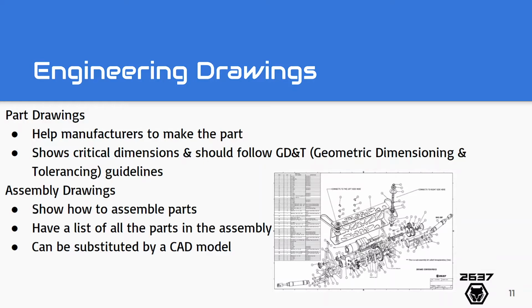And so part drawings, these are the individual parts in the assembly, right? These help manufacturers make the part, and it shows the critical dimensions on what's needed so that the part will function as intended. And it should also follow geometric dimensioning and tolerancing guidelines, GD&T.